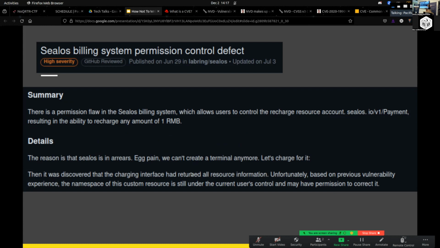Details. The reason is that CLOS is in arrears. Egg pain, we can't create a terminal anymore. Let's charge for it. Then it was discovered that the charging interface had returned all resource information. Unfortunately, based on previous vulnerability experience, the namespace of this custom resource is still under the current user's control and may have permission to correct it.